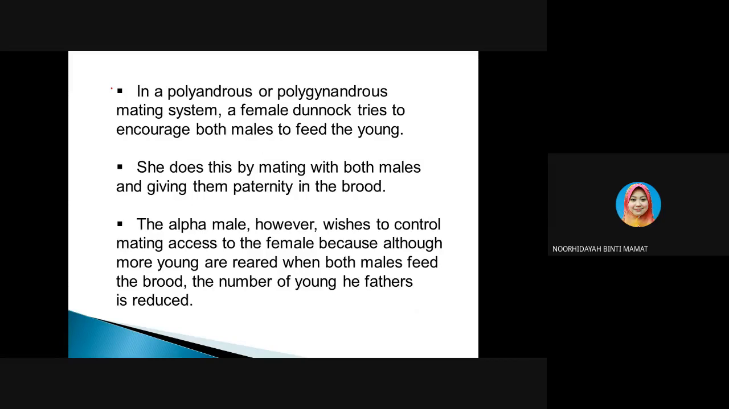However, the alpha male wishes to control the mating access to the female, because although more young are reared when both males feed the brood, the number of young he fathers is reduced. That is why the alpha male tries to take control of the mating system. Even though polyandry and polygynandry produce more young to be reared, because there are several males in one territory, for the alpha male it reduces his own young.